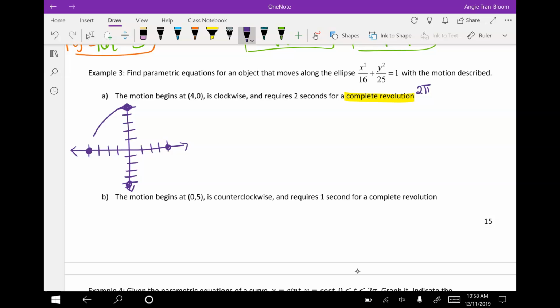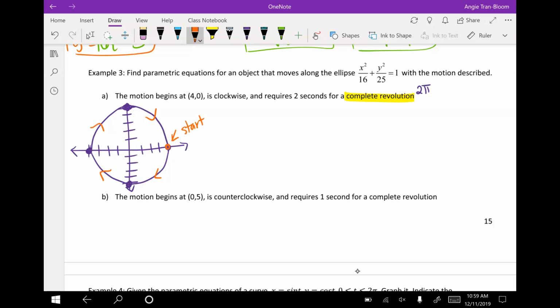So here's an ellipse. Would you agree? It said this particular object moves around this thing. Where does it start? 4, 0. So here's 4, 0, the starting location. What direction is it going? Downward or upward? Clockwise, right? So downward or upward? Yeah, so this is the direction. Okay, that's the direction.